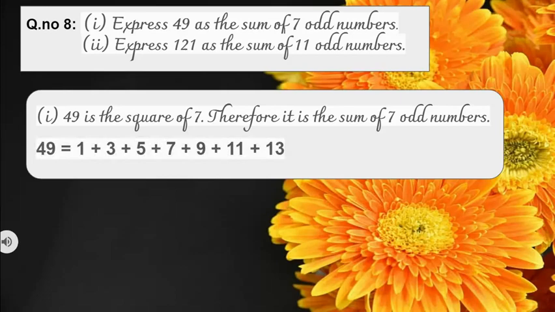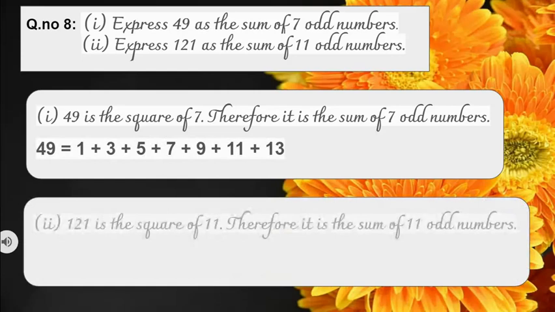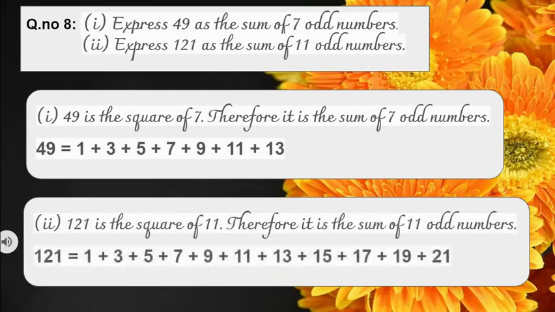Isn't it? Now, what is the second? The second one is 121. So 121 is 11 square, isn't it? It is the square of 11. So how many odd numbers are there? 11 odd numbers are there. So what is the answer? 121 is equal to 1 plus 3 plus 5 plus 7 plus 9 plus 11 plus 13 plus 15 plus 17 plus 19 plus 21. Clear?